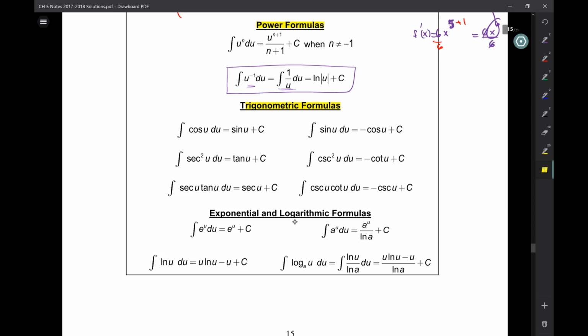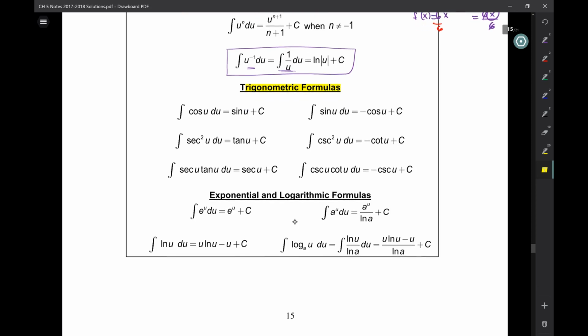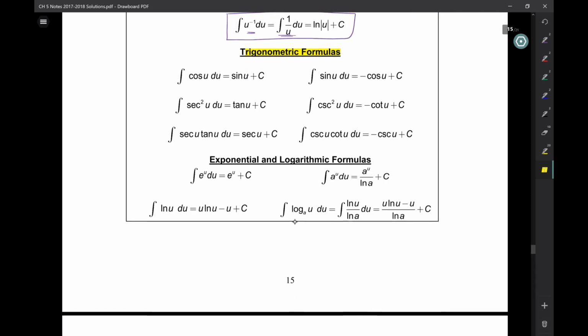Negative sine. So the derivative then of negative sine... The integral of sine is negative cosine. So integrals and derivatives are reversed. And then the derivative of negative cosine is negative sine, and the derivative of negative sine is positive cosine.